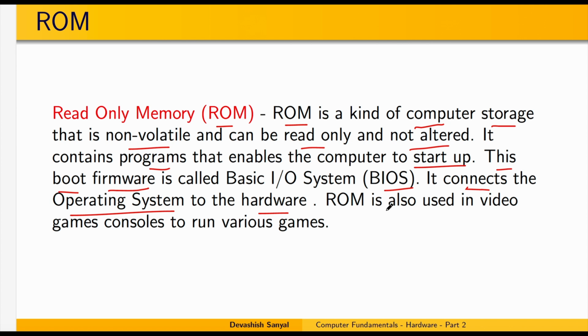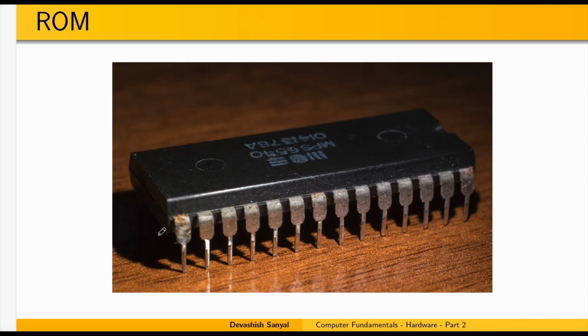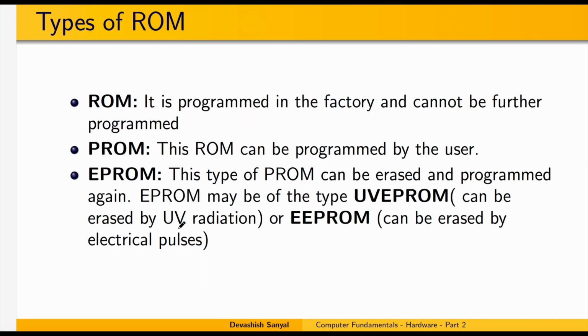ROM is there in many gadgets. ROM is there in video game consoles. So when you play video games, ROM is always there. ROM plays a very important part when you switch on the system. So it connects the operating system to the hardware. This is a typical diagram of a ROM. ROM can be programmed in the factory and cannot be further programmed. So one kind comes already programmed and it cannot be altered.